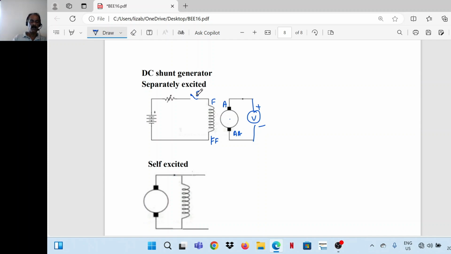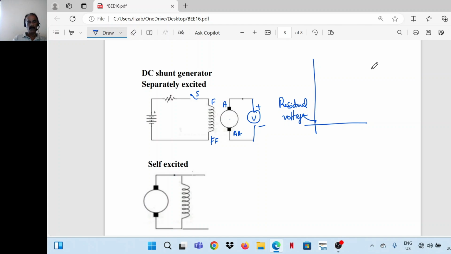Keep the switch open and check the voltage across the terminals of the armature. You will get a small voltage, which is called the residual voltage. This is due to residual magnetism present in the field poles.